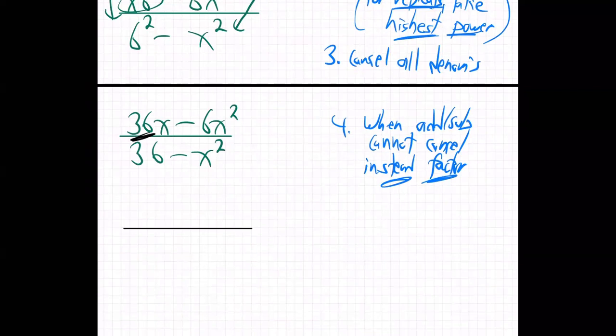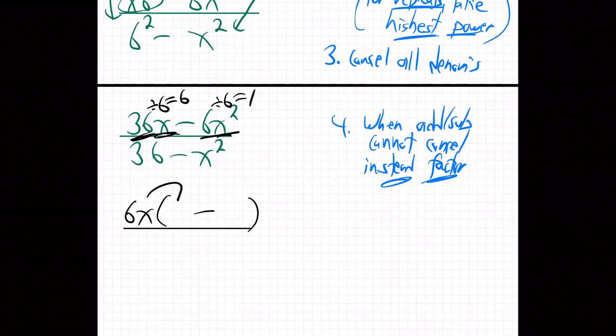Well, the 36x and the 6x squared, they have in common 6 and x. I don't know if you caught both those, right? 36 is divisible by 6, and so is 6. Leaves a 6, leaves a 1. So that, and then they both have an x. So what's going to go in here? The 6x times 6 would go back to 36x. And 6x times x, 6 times x would go back to 6x squared. Like that.